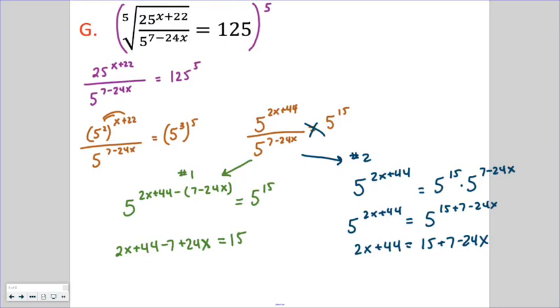our final answer for x, we're going to be left with 26x plus 37 is equal to 15 here. 26x is then equal to negative 22. So x is equal to negative 22 over 26, which is going to be negative 11 over 13.